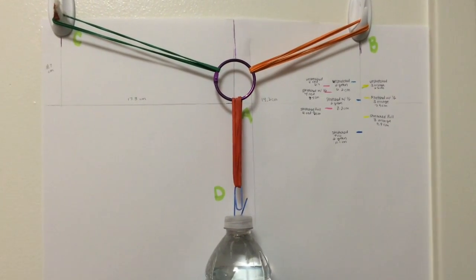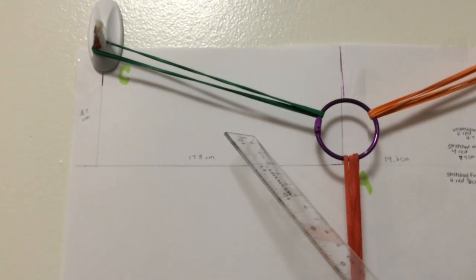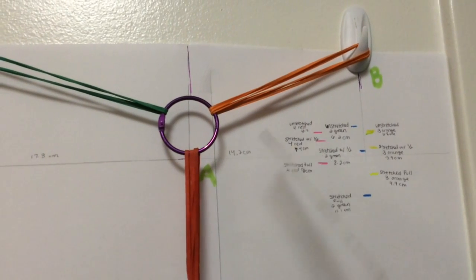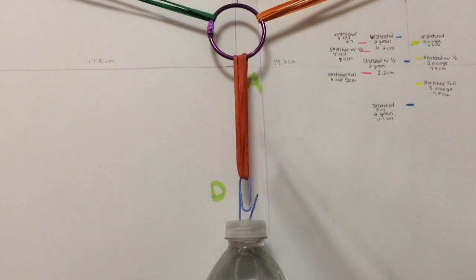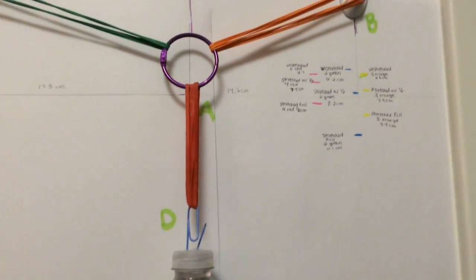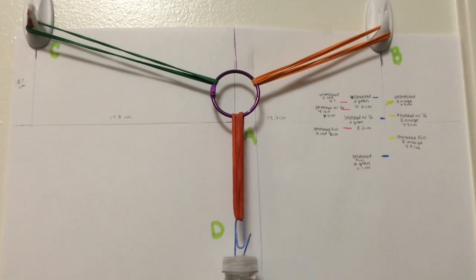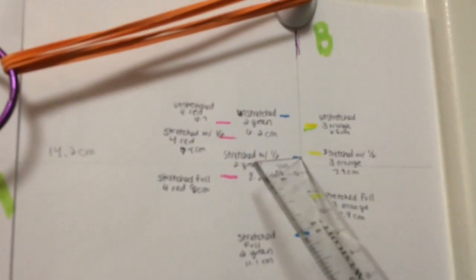The first thing we did is decided that we were going to use 2 green rubber bands for AC, 3 orange rubber bands for AB, and 4 red rubber bands for AD. We did this to try to keep a little bit with the project, as their values were 20, 30, and 40.